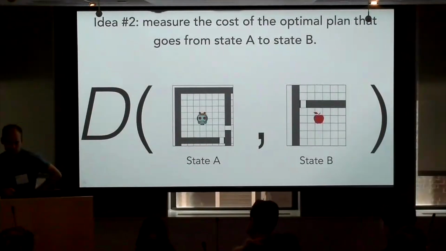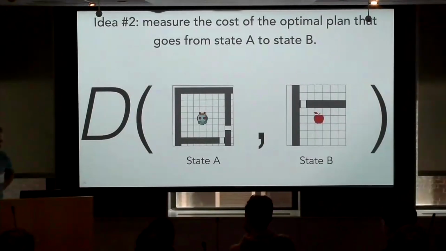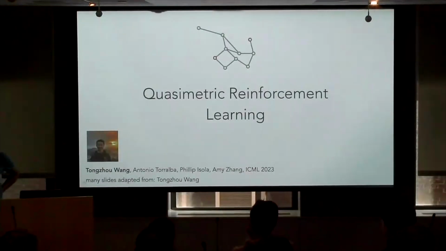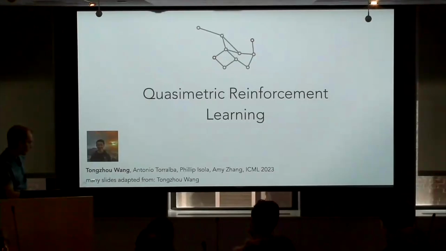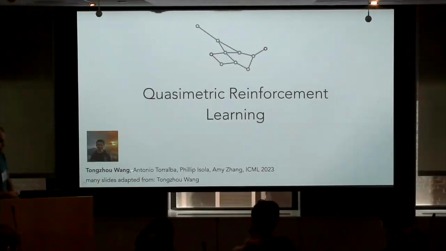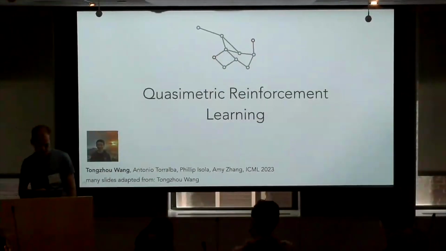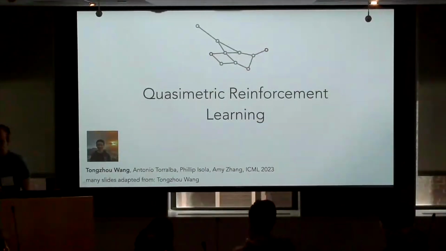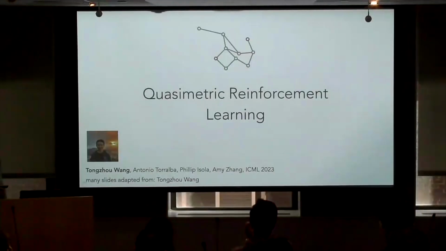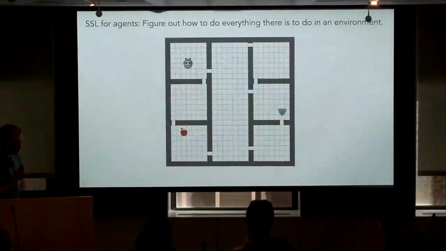and state B. So in this part, I'll talk about this work where we tried to measure distance between states for reinforcement learning, where the distance is equal to the optimal value function, the cost of the optimal policy or optimal plan going from A to B. And this was work led by Tongzhou, who was also part of the other paper, and also with Antonio Torralba and Amy Zhang. We called this method quasimetric learning and then quasimetric reinforcement learning.